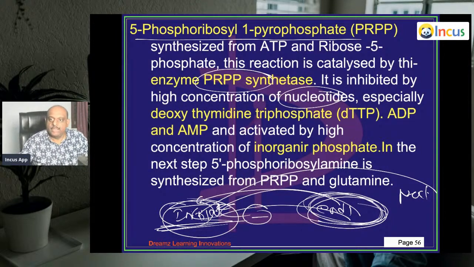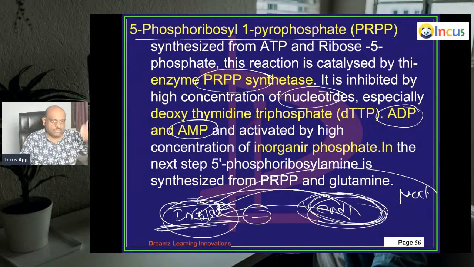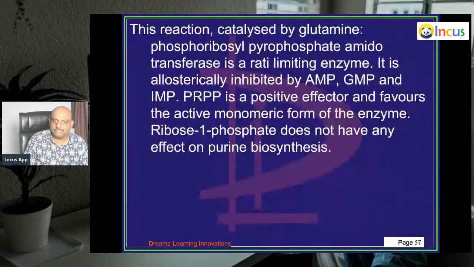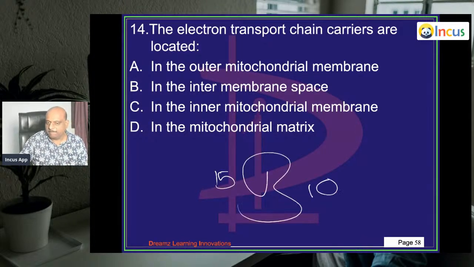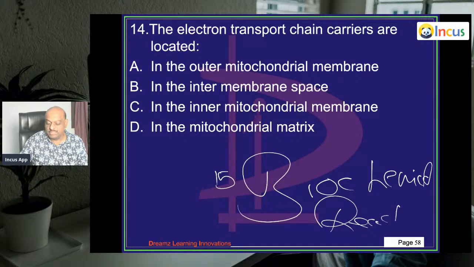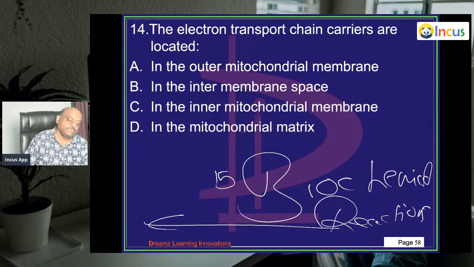Similarly, ADP and AMP also will cause inhibition of this PRPP synthetase. Whereas inorganic phosphate, whenever it is in high concentration, will activate it. That is what you should remember. So all these biochemical reactions, doctor, totally 15 biochemical reactions, you have to be 100% sure.